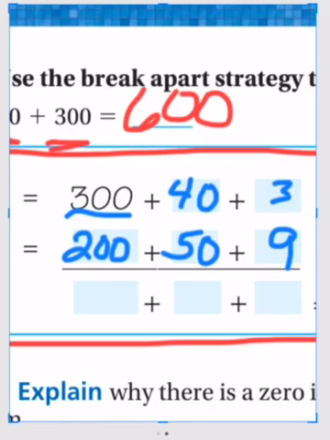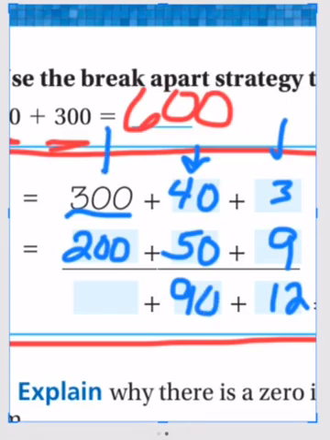And then finally, we add them up. We're going to add our ones column up. 3 plus 9 is 12. Now our tens column here, 40 plus 50 is 90. And finally, we're going to add our hundreds column. 300 plus 200 is 500. If you have that right, give yourself a little pat on the back again. If not, fix it up.